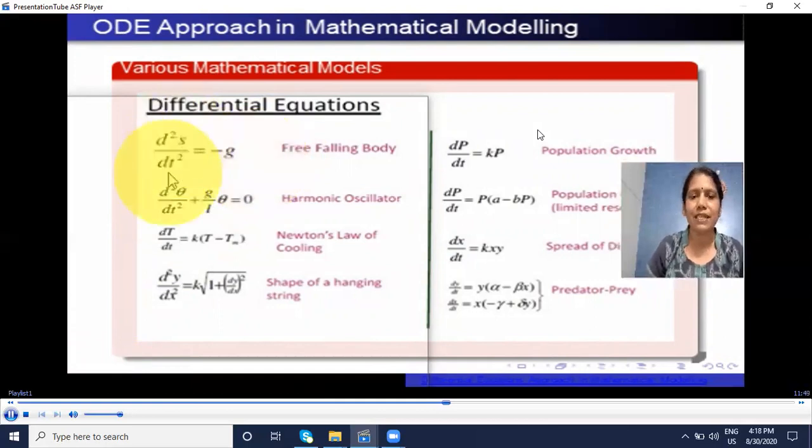d square s by dt square is equal to minus g. It is an equation representing a freely falling body. Since it is a freely falling body, the acceleration due to gravity is negative, that is minus g. And similarly, we have the harmonic oscillator equation, Newton's law of cooling, then population growth, dp by dt is equal to kp. I'll discuss these things in the next slide. And the spread of diseases, that is dx by dt is equal to kxy. We have various mathematical models.